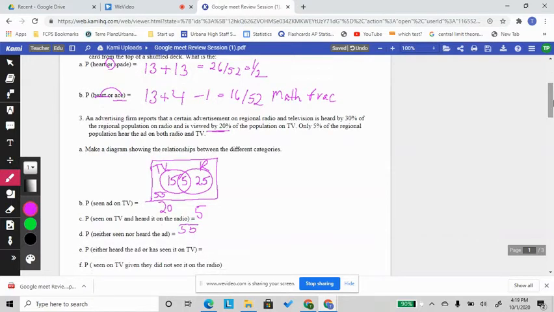And then E, either or. So you just add up all of these. I either saw it here or both. That's our 45, excuse me.